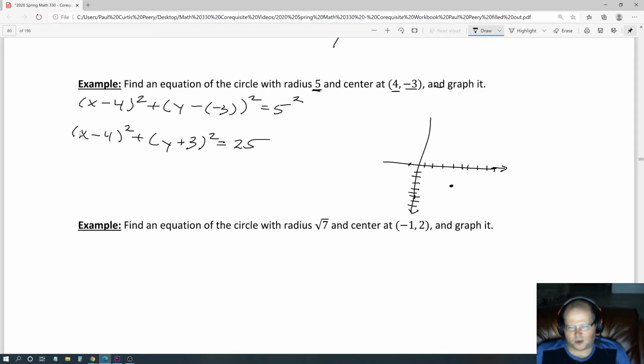So there's going to be a point basically over here: 1, 2, 3, 4, 5. So there's going to be a point over here somewhere, a point over here somewhere, and a point over here somewhere, basically. Now that's very rough, I get it, but that's basically the gist of it.